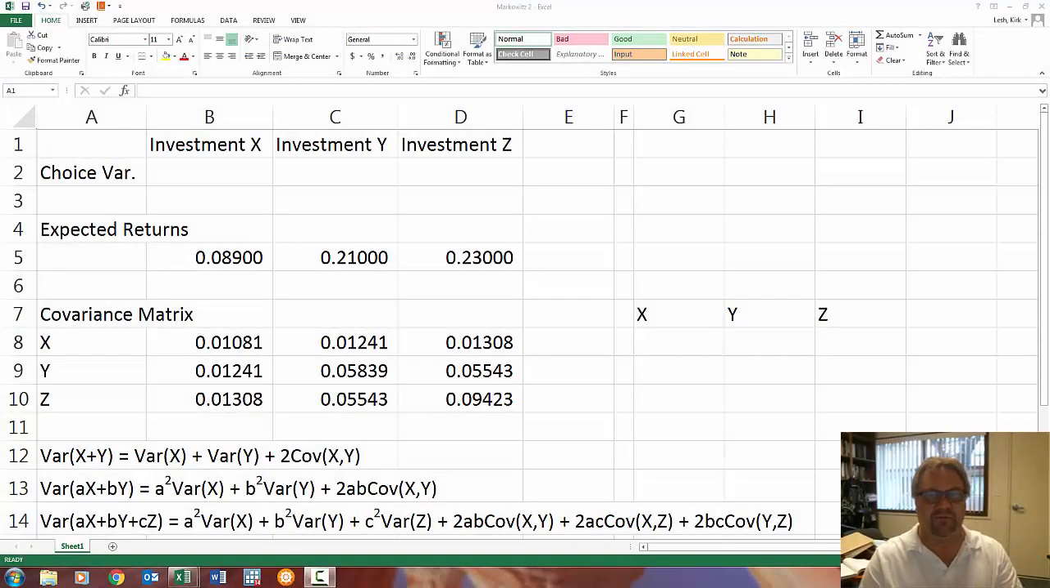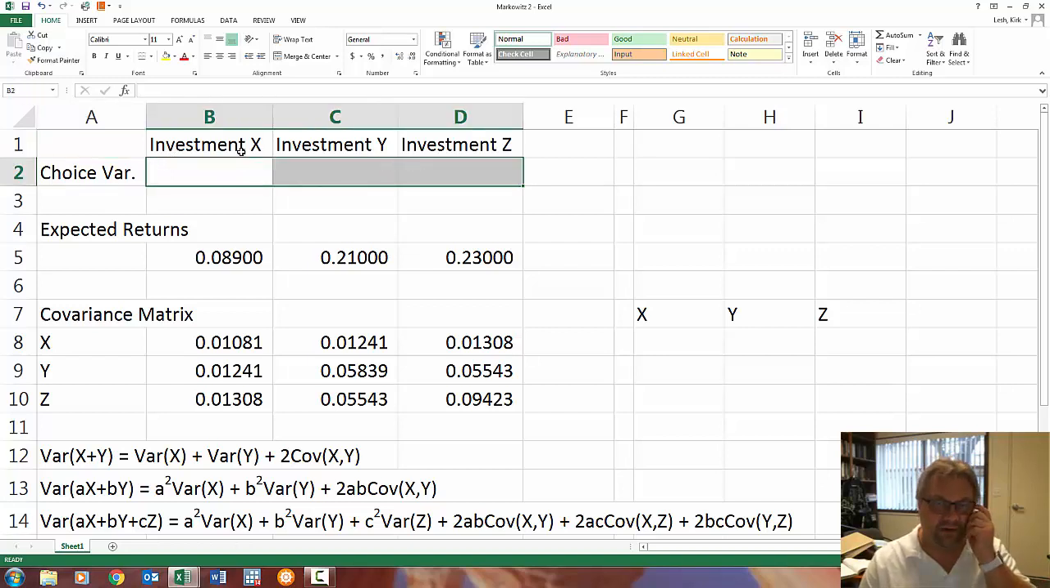All right, welcome to the third and final video for nonlinear optimization. This is another Markowitz portfolio problem. I actually prefer this setup a lot better than the one that's in your book. So once again, we've got a series of investments. Here I've just called them X, Y, and Z. The idea is to determine what percent of my available funds I should invest in X, Y, and Z.